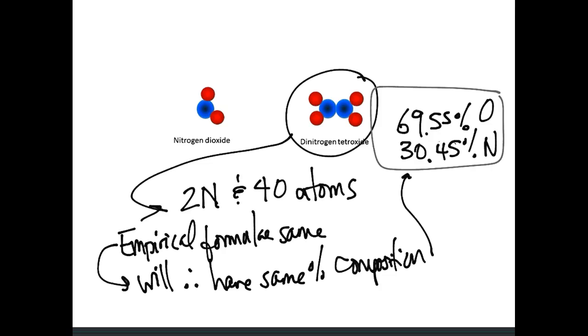You can always do it again to verify, but you would have 2 nitrogen atoms and 4 oxygen atoms in the calculation, and the overall molecular weight would be twice as large.